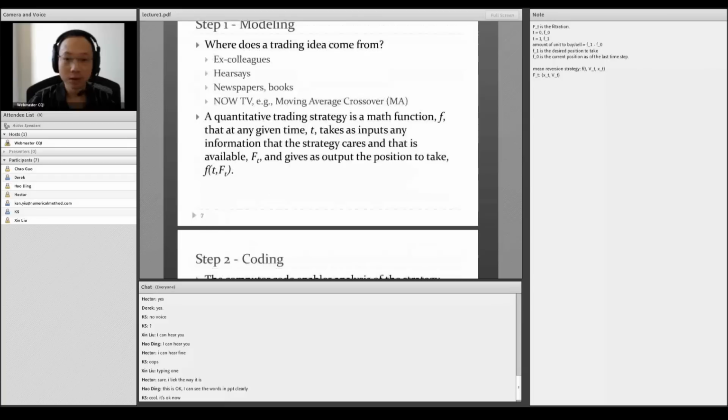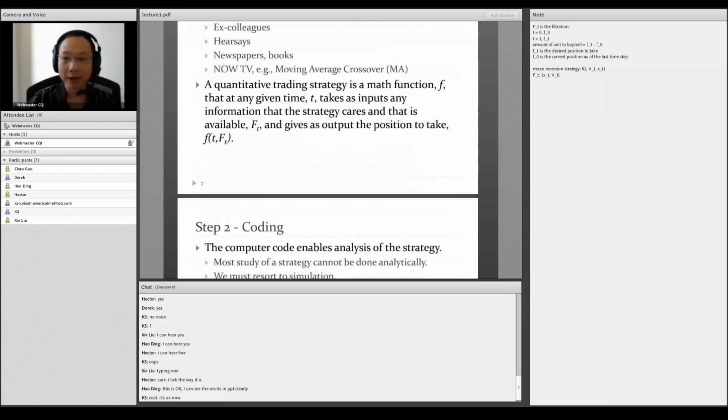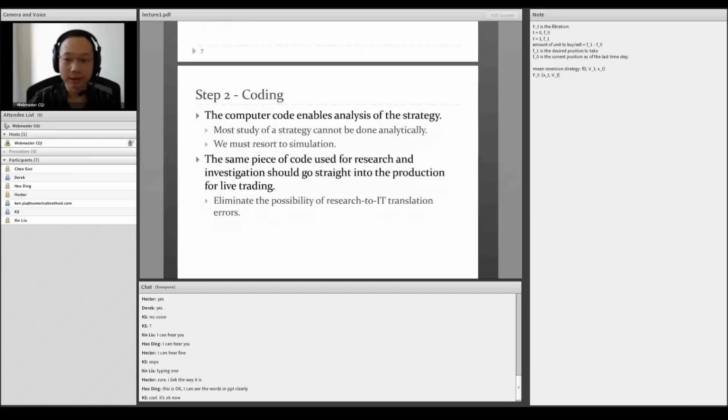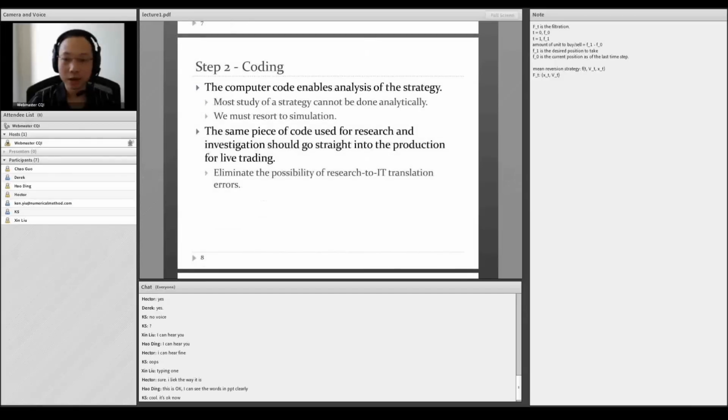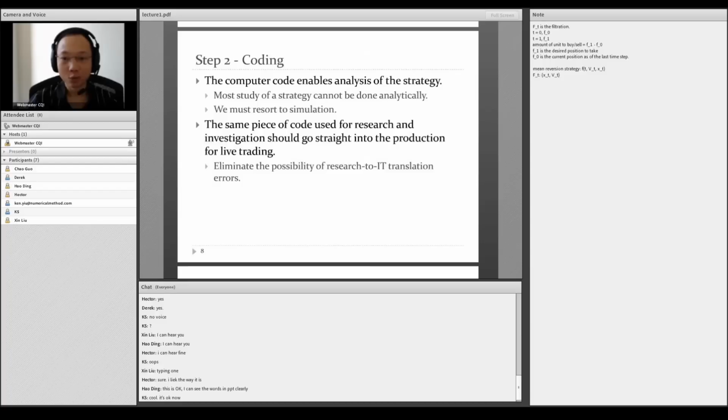So after you have the mathematical function f, the next step is to code it up. Coding it up is very important because it really tests whether you have a quantitative trading strategy or not. It tests whether you have a well-defined, concrete trading strategy. If a strategy is not well-defined, then you cannot code it up. Once you can code it up, it means that the strategy is very well-defined.